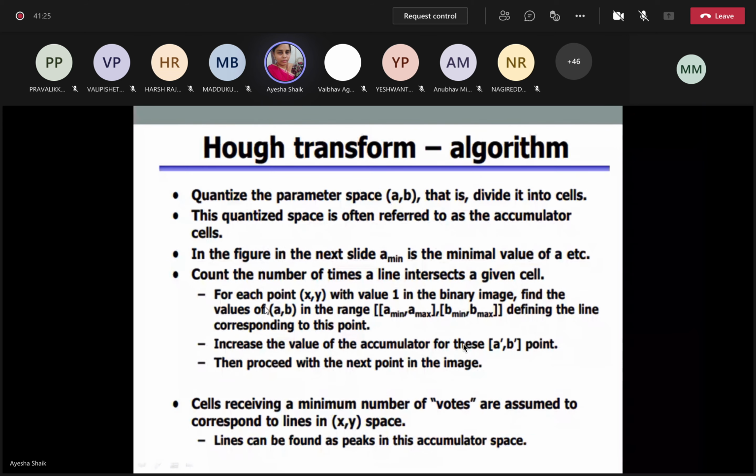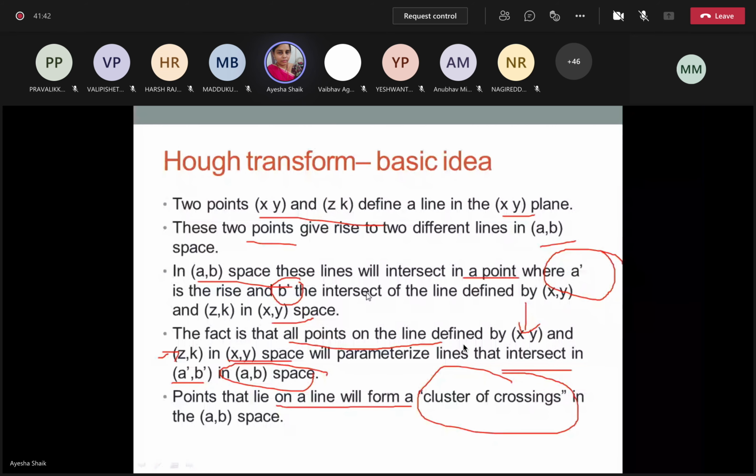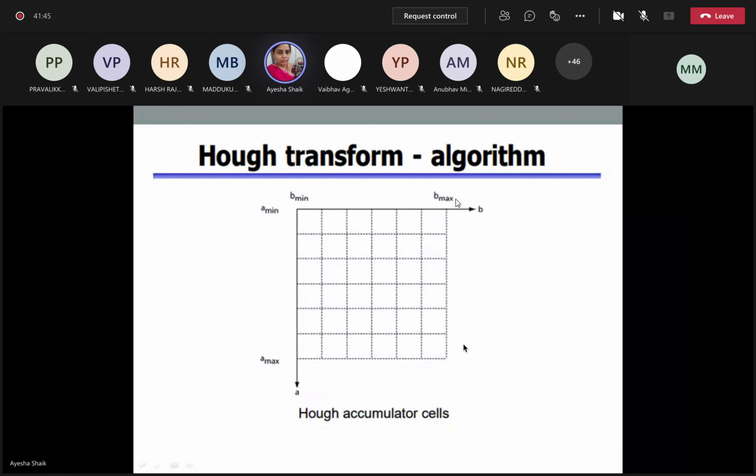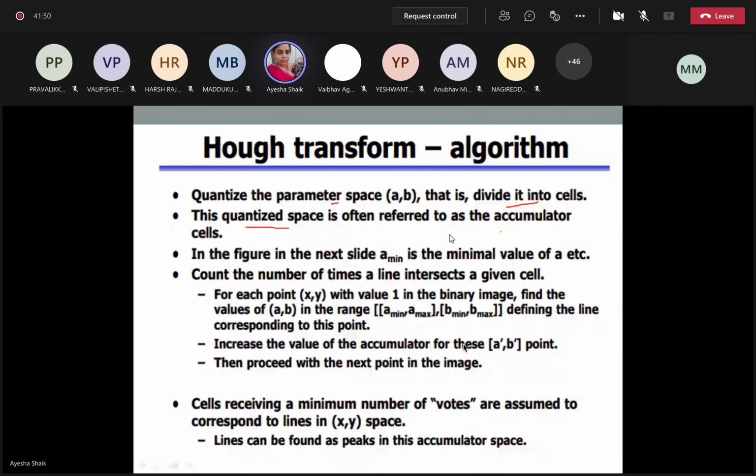If we look at the algorithm, first we need to quantize the parameter space AB and divide it into cells. The quantized space we call accumulator cells. Here we have A min, A max, B min and B max values for both A and B. Then we count how many times a line intersects a given cell.